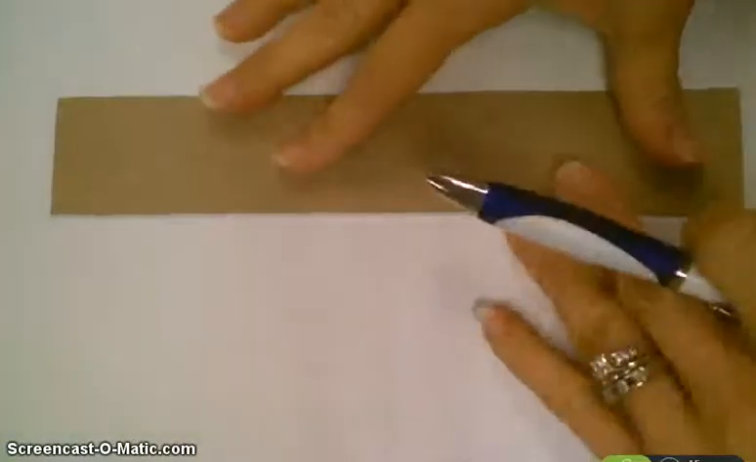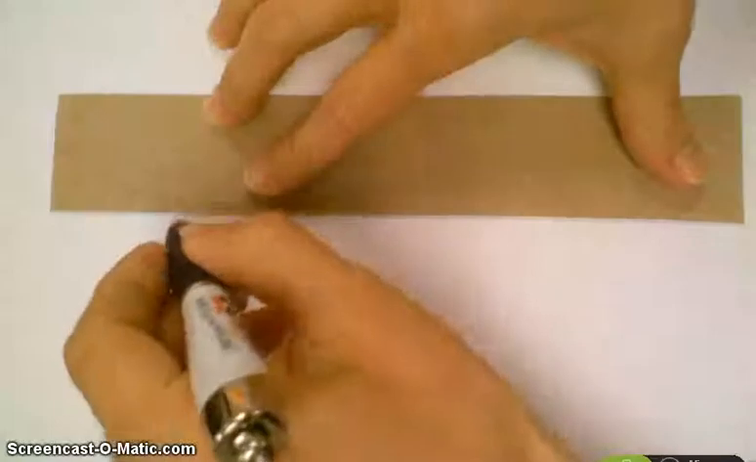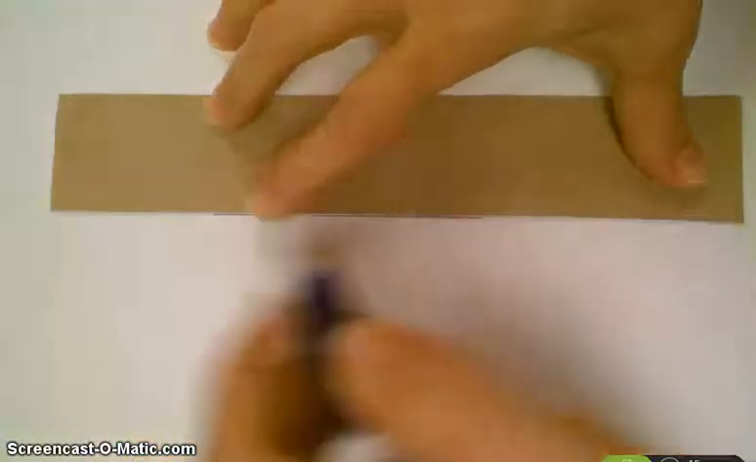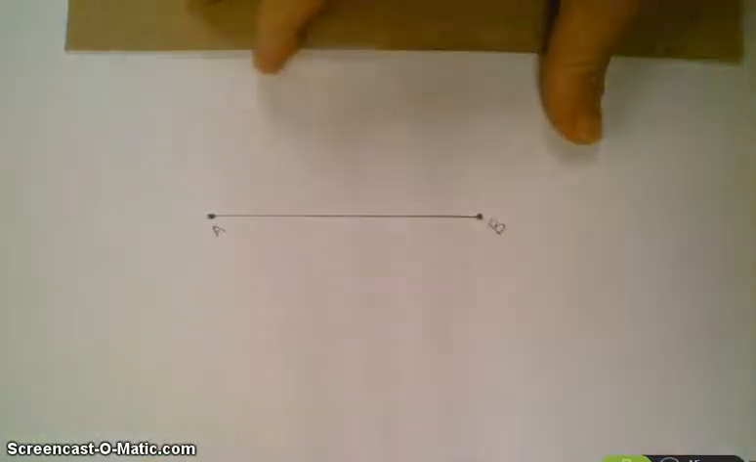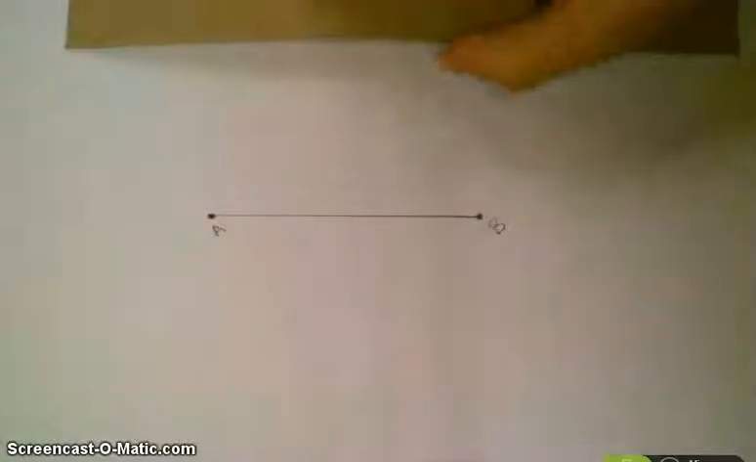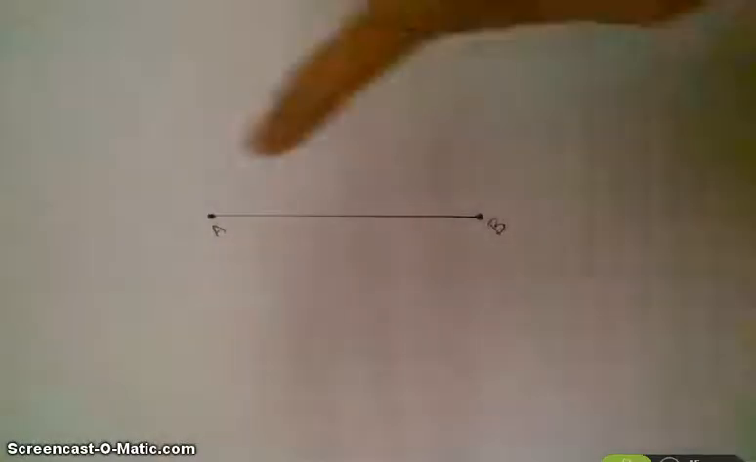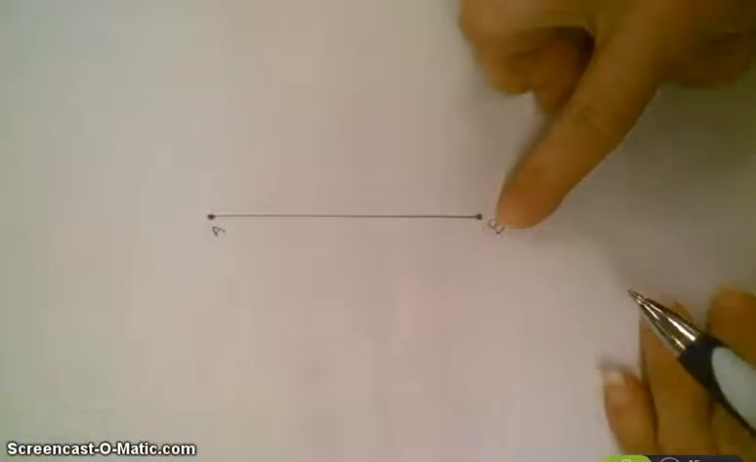So let's begin by creating a segment. And I'm going to name this segment AB. And again, a segment is any part of a line that has two endpoints, endpoint A, endpoint B.